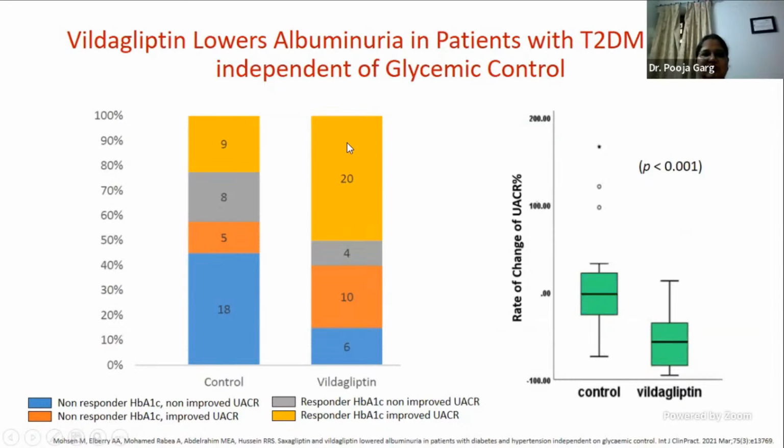Vildagliptin also lowers albuminuria in patients who are diabetic and hypertensive, independent of the glycemic control. Whatever the glycemic control is with the usage of Vildagliptin, this albuminuria is reduced. In the control arm there was a reduction of 9%, and 20% of patients had reduced albuminuria when Vildagliptin was used. So clearly, with the usage of Vildagliptin, the rate of change of urine albumin creatinine ratio was markedly reduced, as is visible in this graph.